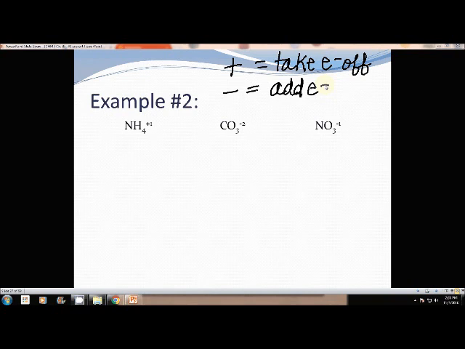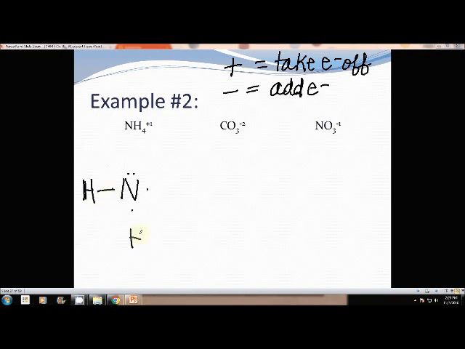So the first one we have is NH4 plus 1. What's going to be our central atom here? The nitrogen. How many dots around a nitrogen? 5. Then each hydrogen donates 1 to the group. I need to add 4, but I know right now, those 3 dots by themselves, I'm going to add 3 of my hydrogens there.